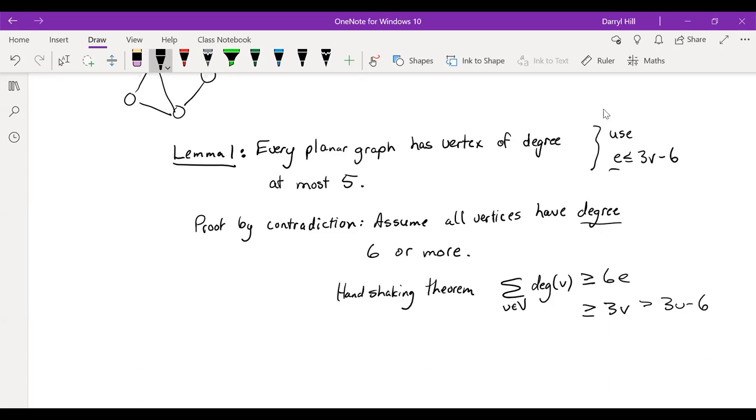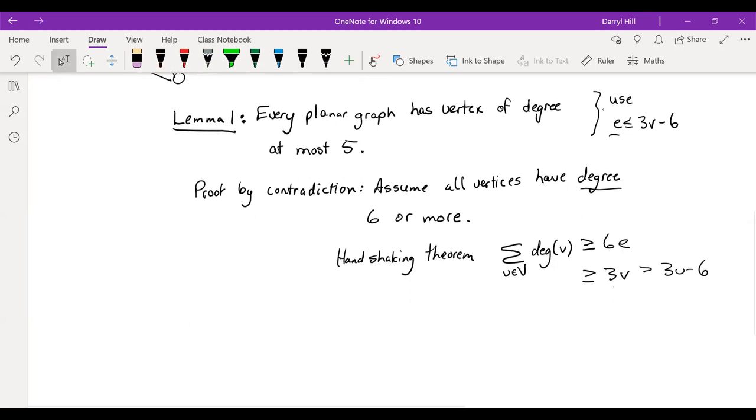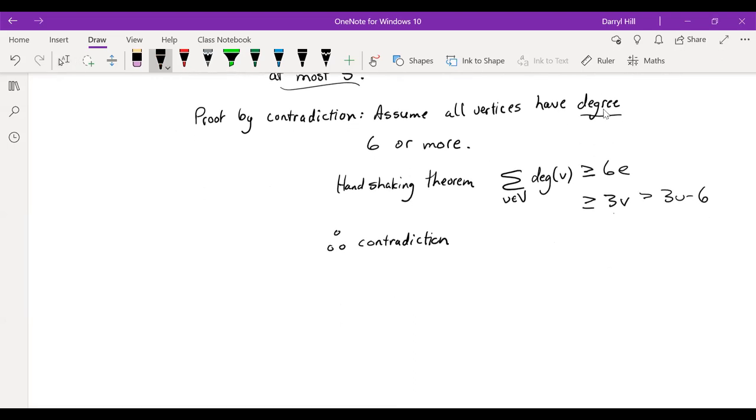All right, so that's where we reach our contradiction. If there's not a vertex of degree 5 or less, then we end up with too many edges for a planar graph. So each planar graph must have a vertex of degree at most 5. All right, so if we have a vertex of degree at most 5, let's say this is V, with neighbors 1, 2, 3, 4, 5. So we're going to use this in our proof now.